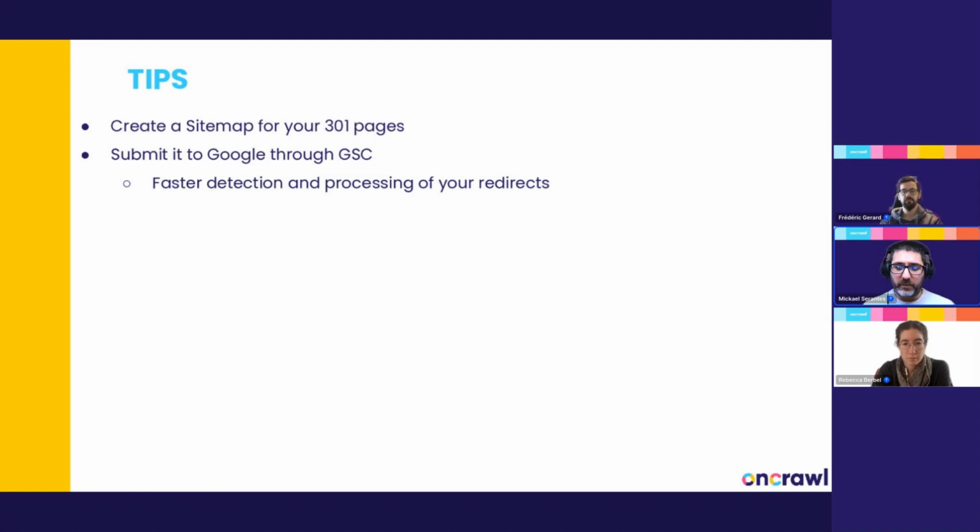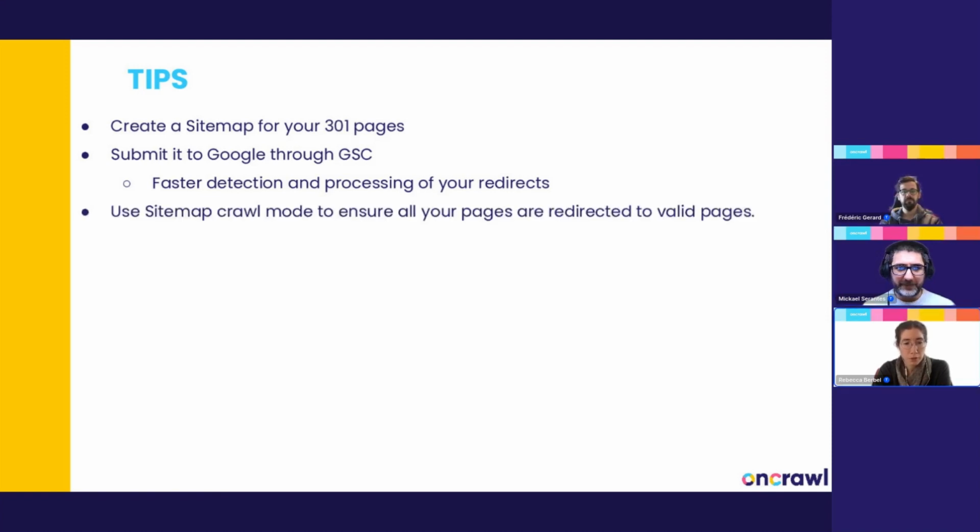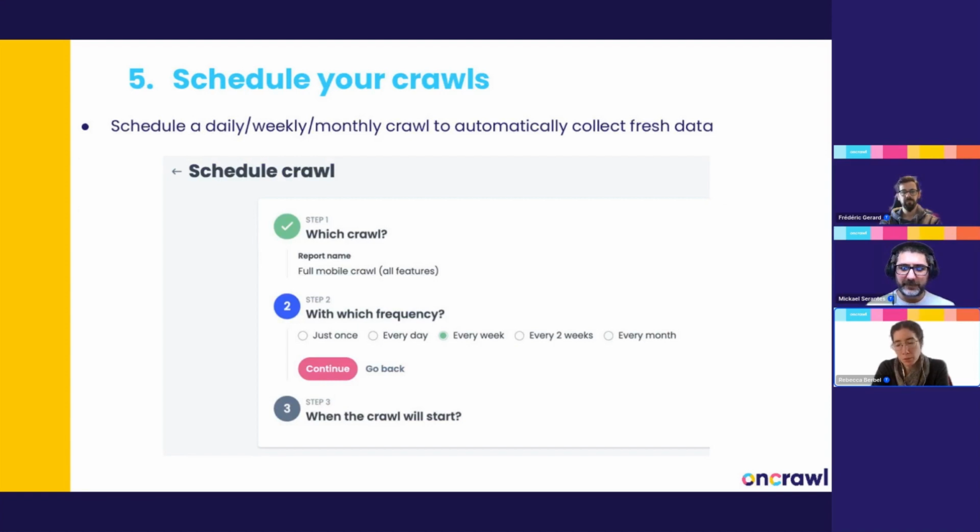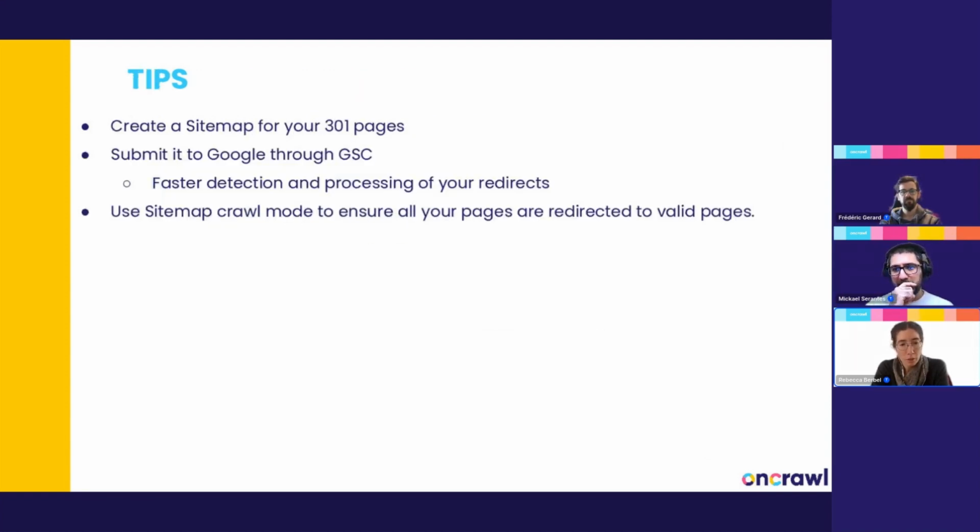So, yeah. And if you need to check your site, your redirects, you can, as you just listed, use that sitemap crawl mode again. Yes, the last one is to use the sitemap crawl mode that we just released to ensure that everything is okay and all the pages are redirected to valid pages. So I guess that means that even if you keep that sitemap up to date, you can always just run it as a sitemap crawl to check those redirects without having to compile a list. Yeah.